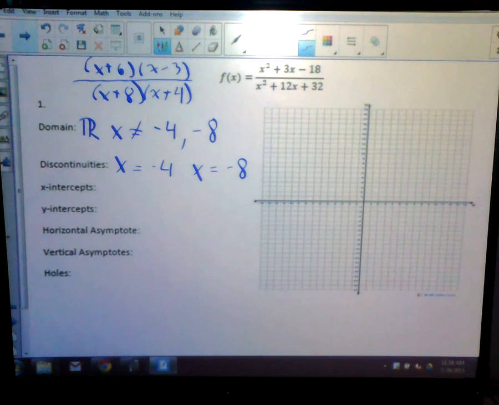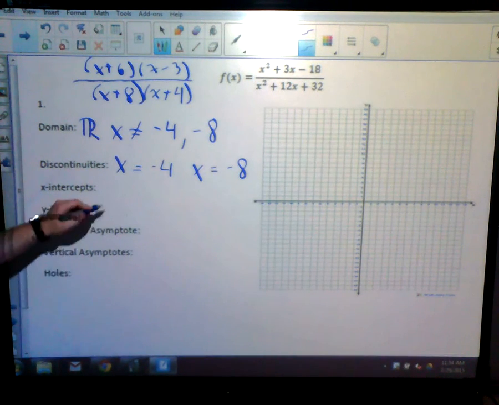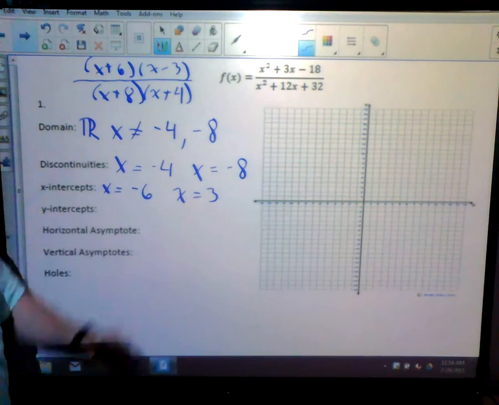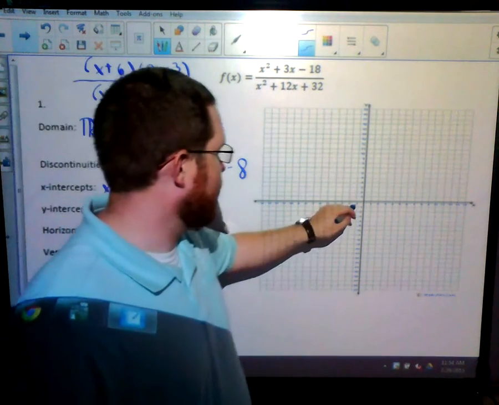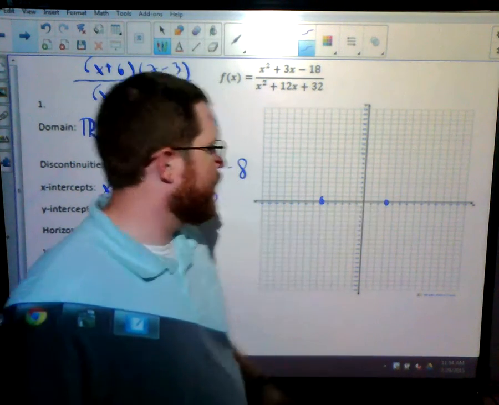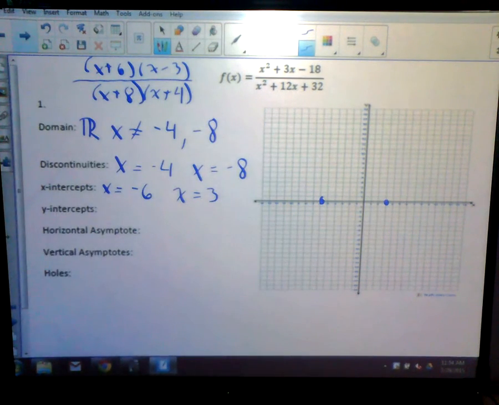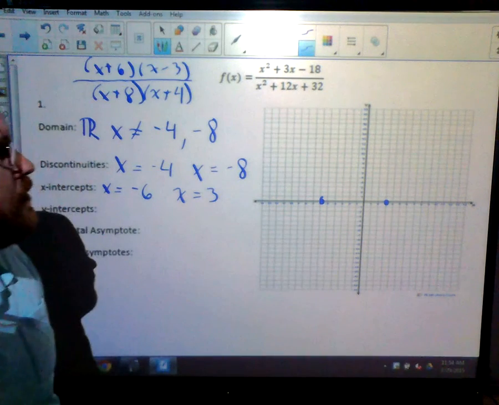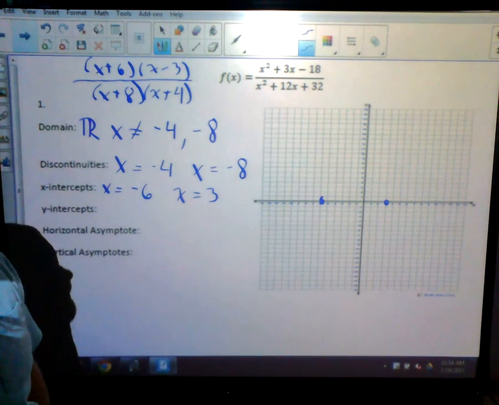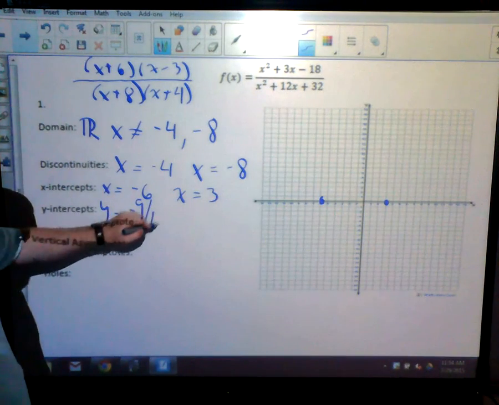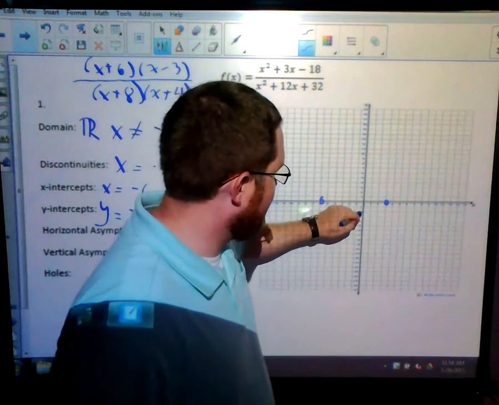X-intercept is anything that makes the top 0 but not the bottom. So -6 makes the top 0 and 3 makes the top 0. So I can come over here at -6, put a dot, and 3, put a dot. Y-intercept is what happens if you plug in 0. So I get -18 over 32. That's -9 over 16. That's a little bit between 0 and -1.